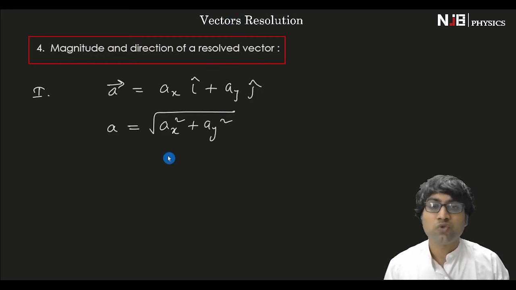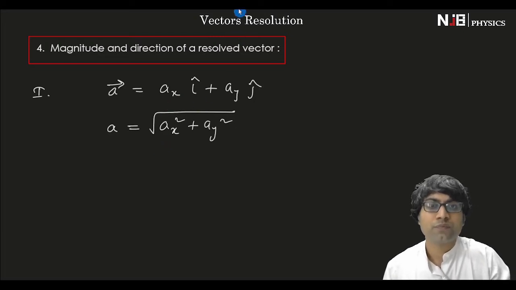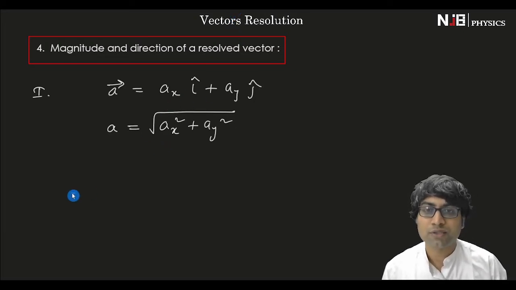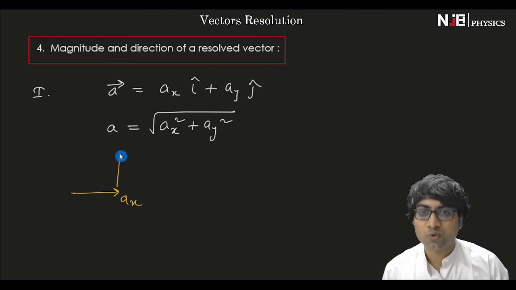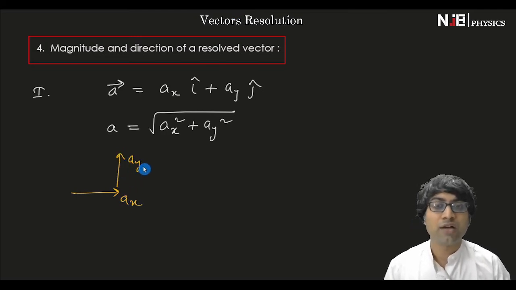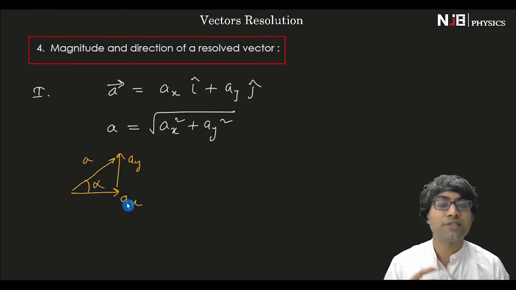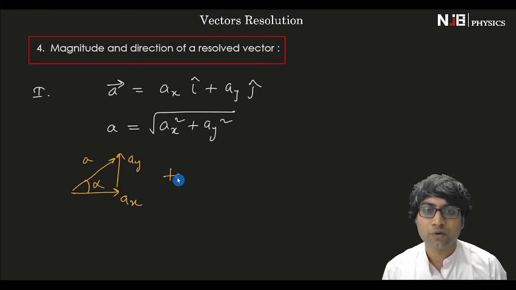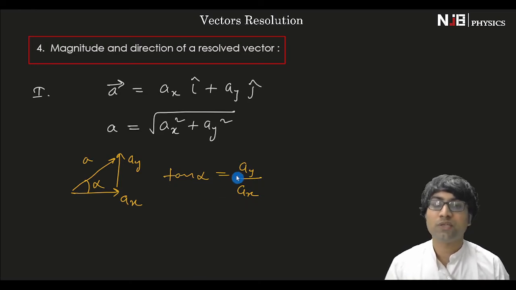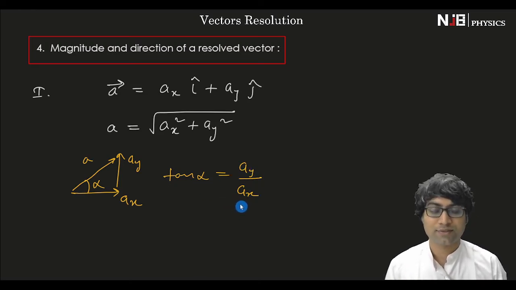Well, for that you just have to draw the vector. Let's imagine that both ax and ay are positive. Then this is going to be ax, and this is going to be ay, which will start from where ax is ending, and therefore this is going to be your a vector. Let's say this is the angle alpha which it is making with the positive x-axis, and therefore tan alpha will be equal to ay by ax. So if you want to find the value of alpha, it is going to be equal to tan inverse of ay by ax.